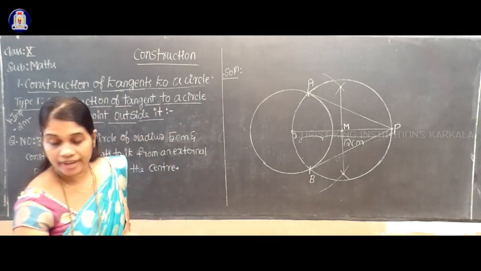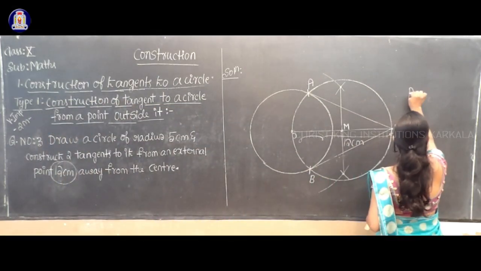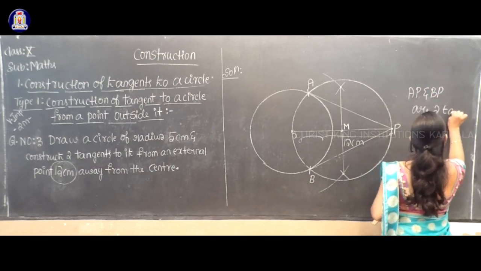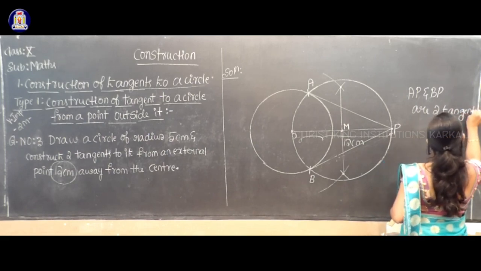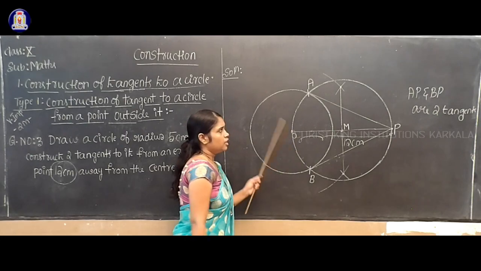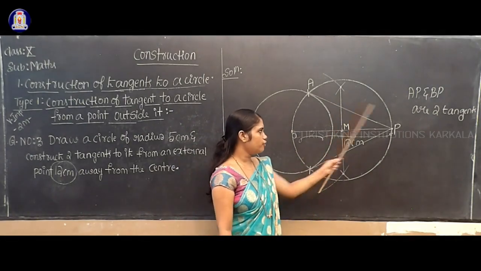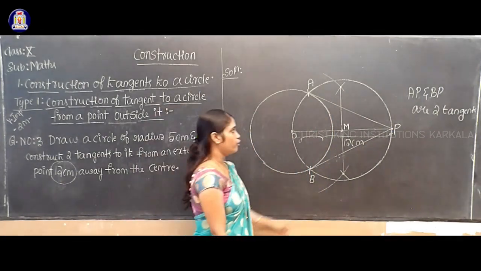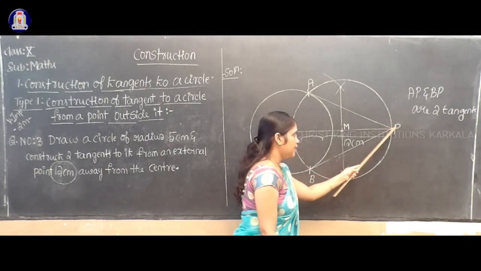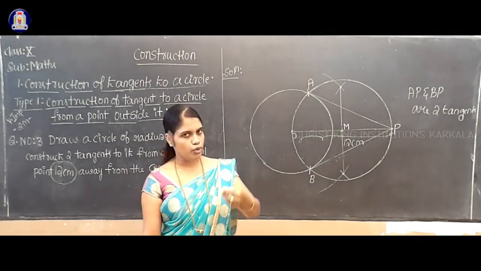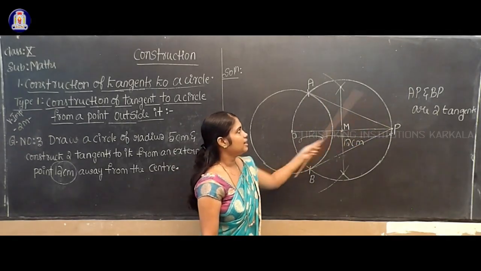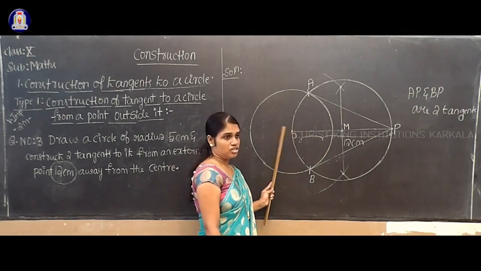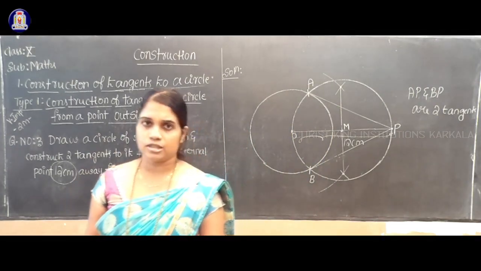Yes. So which are the 2 required tangents here? AP and BP. And one more thing you can observe here. We know that from the theorem, the tangents drawn from an external point to a circle are equal in length, isn't it? So therefore, the length of PA and the length of PB are equal here. You can measure these 2 lengths. The length of PA will be equal to the length of PB. So therefore, this is a construction for 2 marks, an important construction.